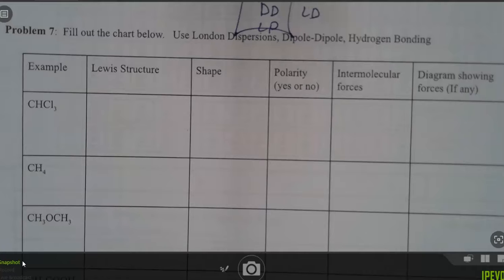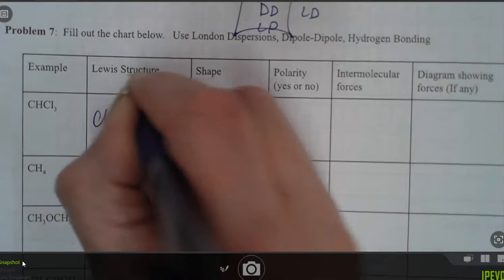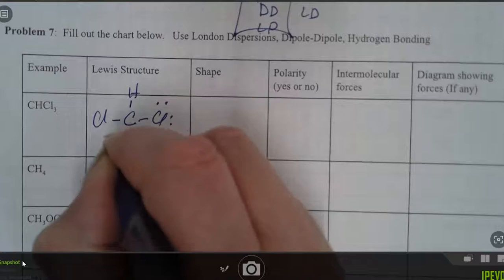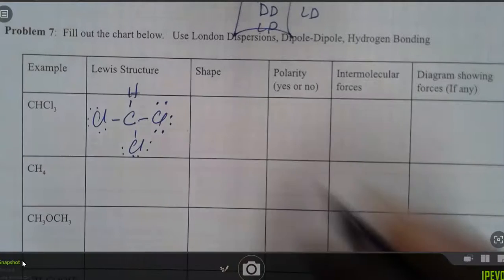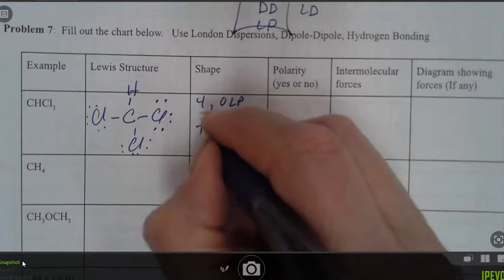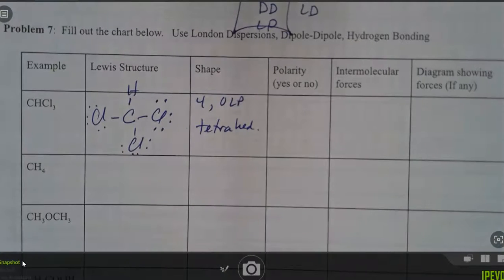So first of all, the Lewis structure for these, carbon's in the middle. Carbon has 4 bonds always, you should know that. So it kind of looks like this, okay? So the shape, if you look, it has a coordination number of 4, 0 lone pairs, so that will always be tetrahedral, okay?